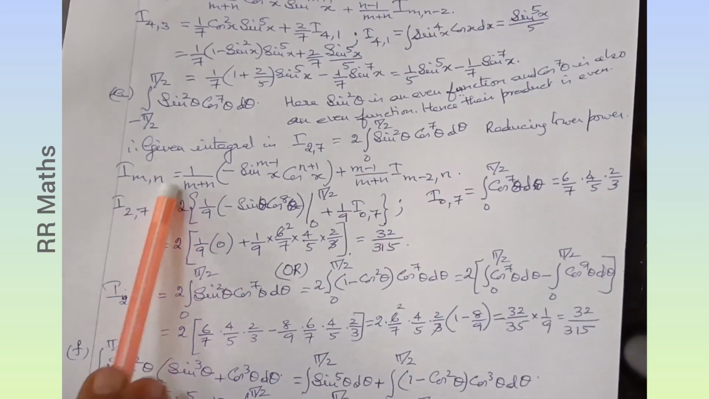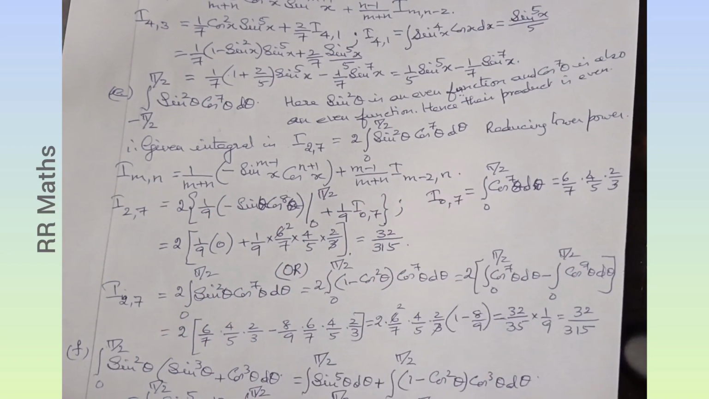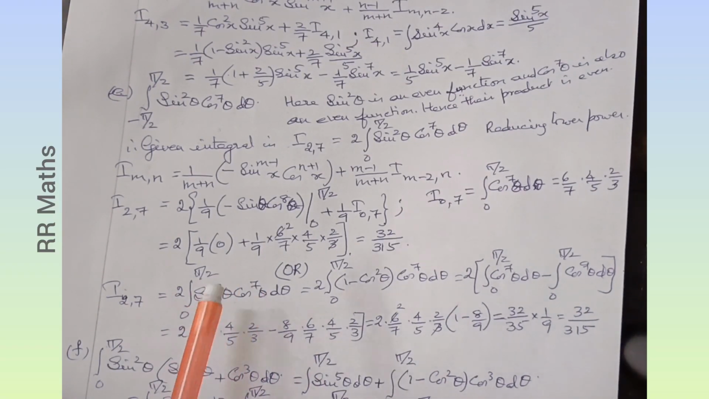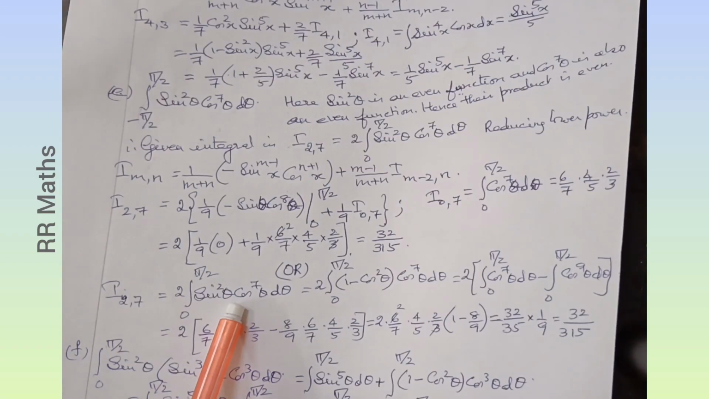Now you can do this in another way. If you don't remember this formula, you can directly simplify since it's only sine square theta. This is an alternative method. You don't have to do both the methods. You can do one of them.